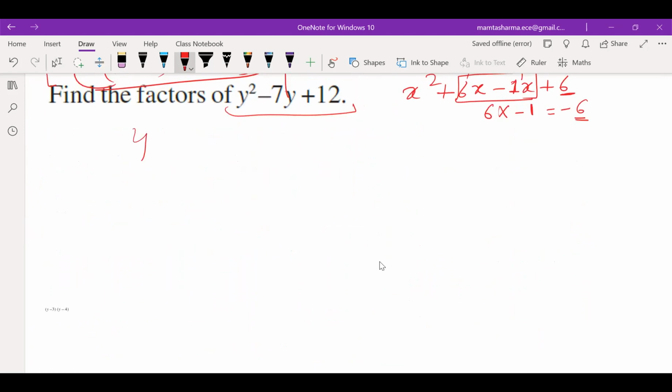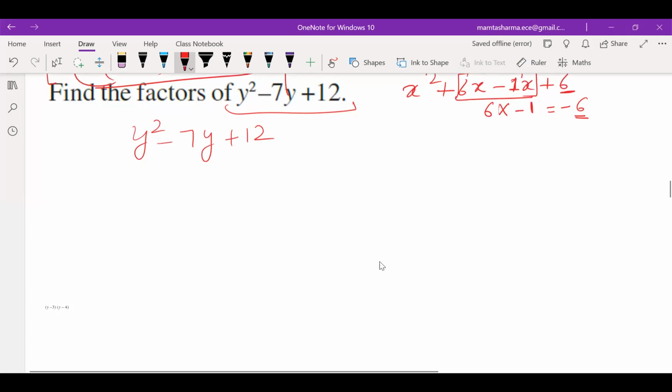Now the last question. Factorize this expression. You can't use any identity because this 12 is not a perfect square. So what to do? Use this x plus a, x plus b factorization method. Split the 7y in such a way that the addition of the 2 terms should be -7 and their multiplication should be 12.